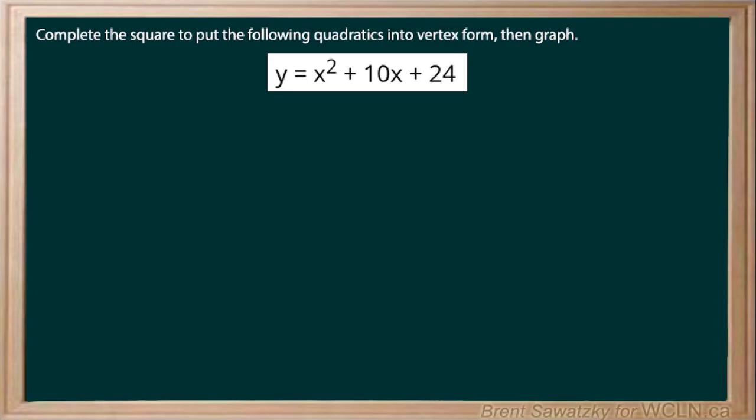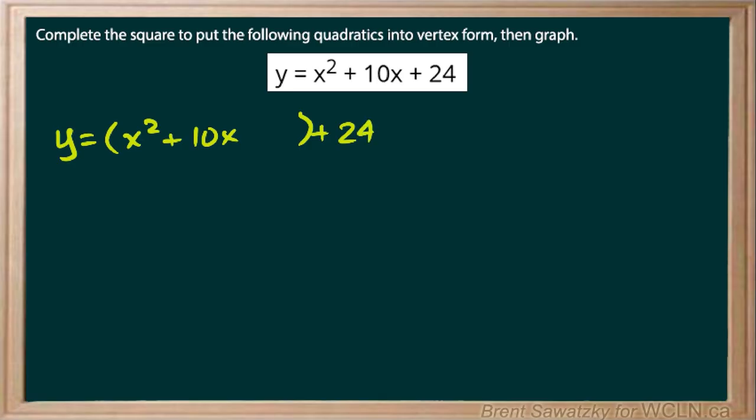So we're looking to put this into vertex form, which will make it much easier to graph. So vertex form, let's think about how we're going to do that. First of all, we'll put some brackets in, and we'll leave a space there, and we'll put the 24 out there.